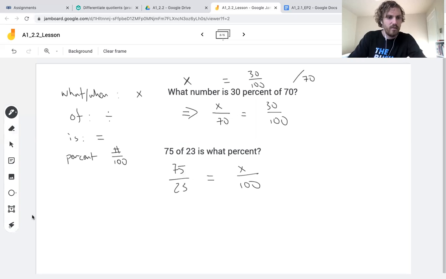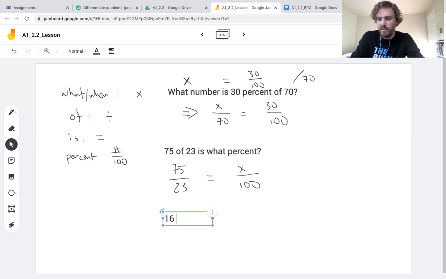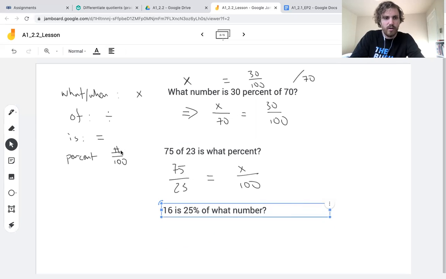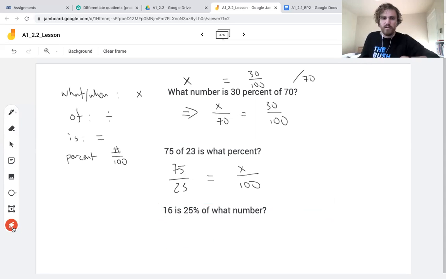Let's try one more, and then we'll move on. Okay, so let's put this as 16 is 25% of what number? This one's going to be a little bit out of order as well, but let's use our laser here and see if we can figure it out. So "is", there's an equal sign right there. 25% should be 25 over 100. "Of", there's going to be some division, and "what number" is my variable. So let's write that first: 25% equals 25 over 100.